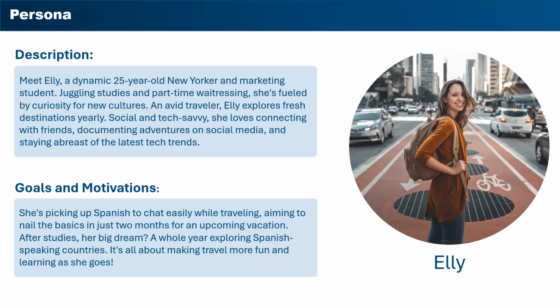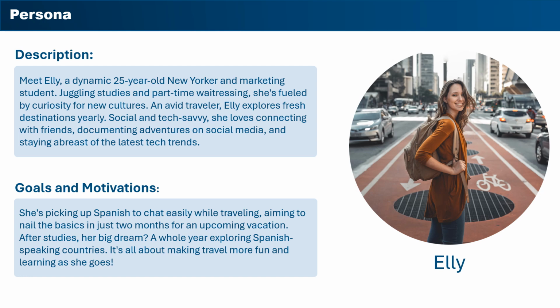Now, let's get started with my user persona. My persona, she's called Ellie. She's a dynamic 25 years old. She's from New York and she's in marketing. Ellie is studying and working at the same time, so she doesn't have a lot of free time for herself. Ellie likes new culture, she likes new experiences, so she's actually going on vacation in 2 months and she's gonna need to learn Spanish.